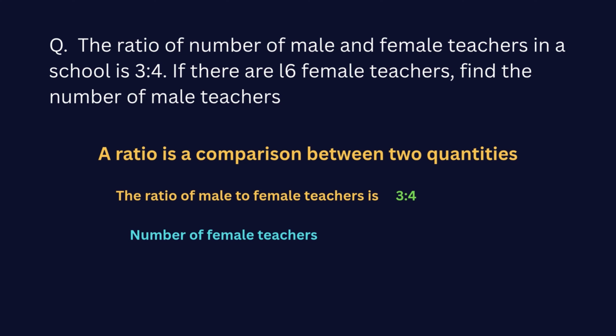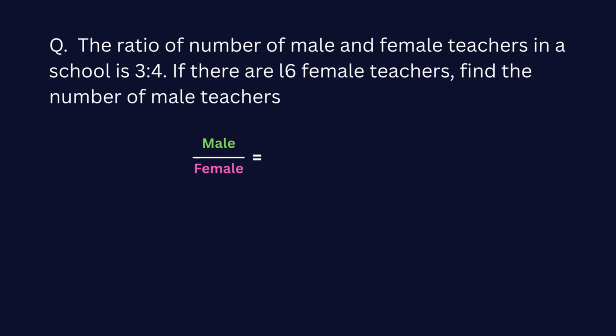So the number of female teachers is given, which is 16. We can write that as male divided by female equals 3 divided by 4. Yes, a ratio can be represented as a fraction. So if I plug in the value for female, we have male divided by 16 equals 3 divided by 4. If I bring 16 to the other side and multiply 16 times 3, that would give me 48. Now 48 divided by 4 will give me the number of male teachers, which is 12.